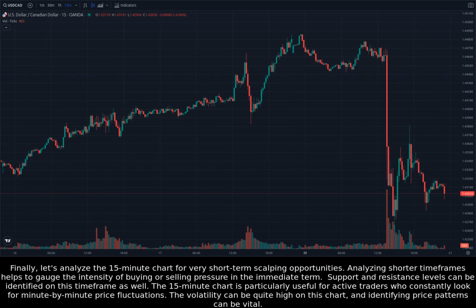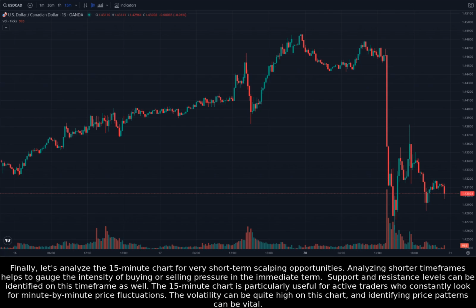Finally, let's analyze the 15-minute chart for very short-term scalping opportunities. Analyzing shorter time frames helps to gauge the intensity of buying or selling pressure in the immediate term. Support and resistance levels can be identified on this time frame as well.